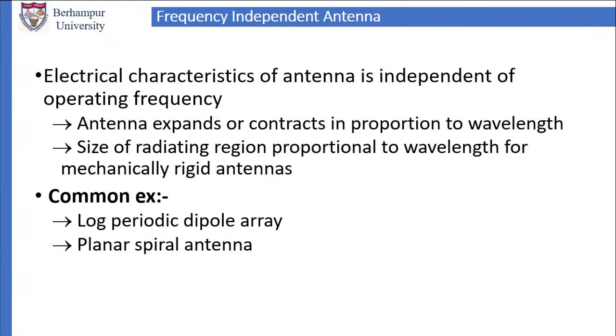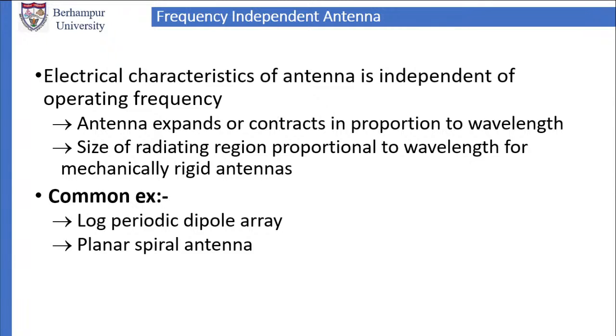If it expands as the wavelength expands, then the frequency will change automatically. For a larger antenna, you will have a smaller frequency. For a smaller antenna, we will have a larger frequency. Why? f is equal to c by lambda. So f is inversely proportional to lambda, the wavelength. Wavelength increases, frequency decreases. Wavelength decreases, frequency increases. Wavelength is directly proportional to the size or length of the antenna. Therefore, as the wavelength increases, the length of the antenna increases and the frequency decreases; as the wavelength decreases, the length of the antenna decreases and the frequency increases.